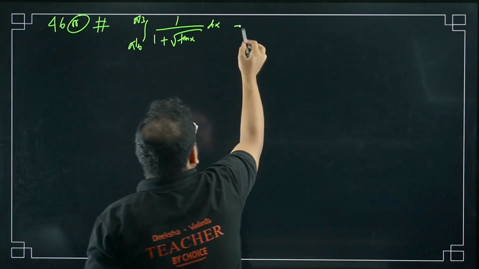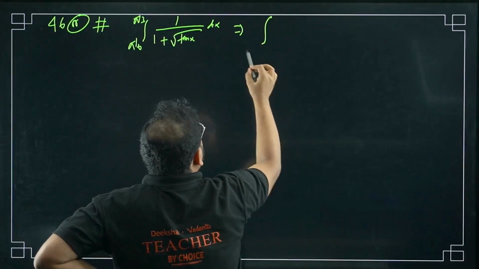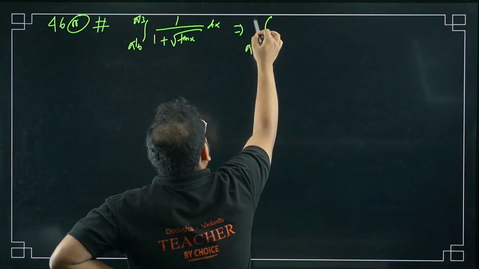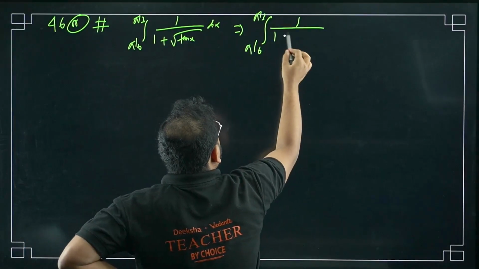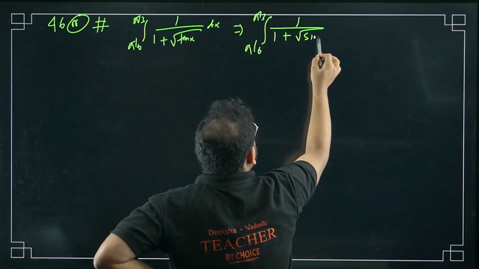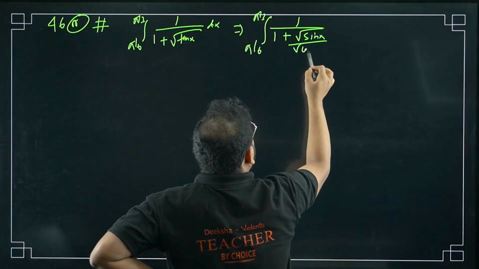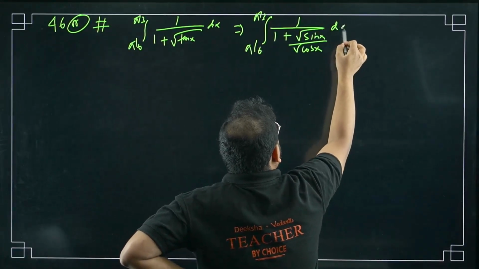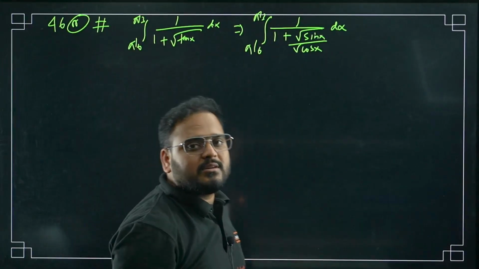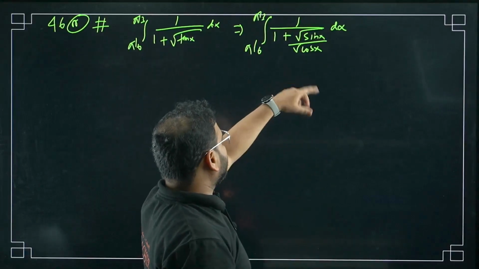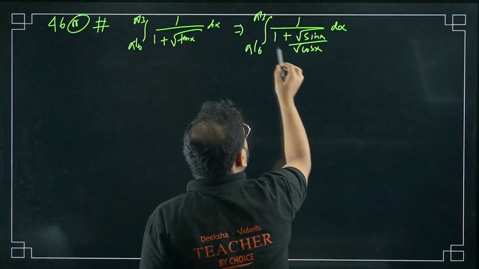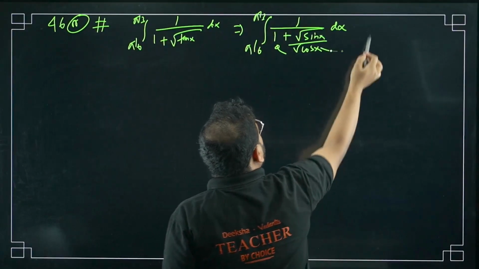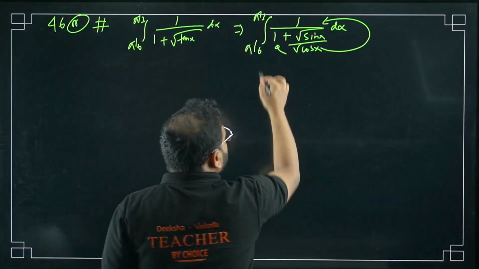Let's make some changes in this. I can write this as the integral from pi by 6 to pi by 3 of 1 upon 1 plus root sin x by root cos x dx. How come? What is tan x? Tan x is sin by cos, so that's written as root sin x by root cos x. Take the LCM first, and then root cos x goes into the numerator.